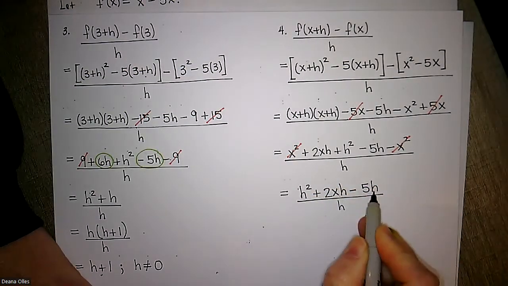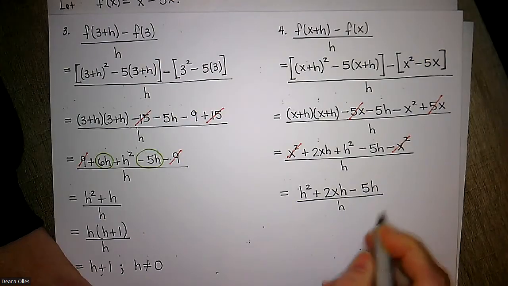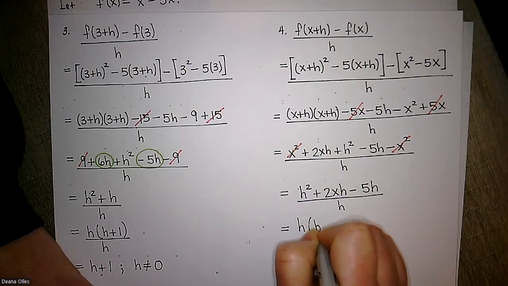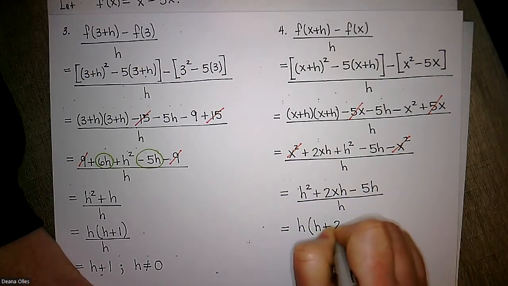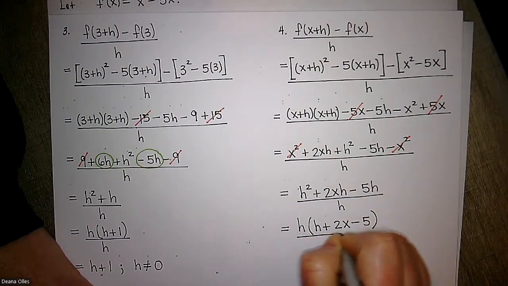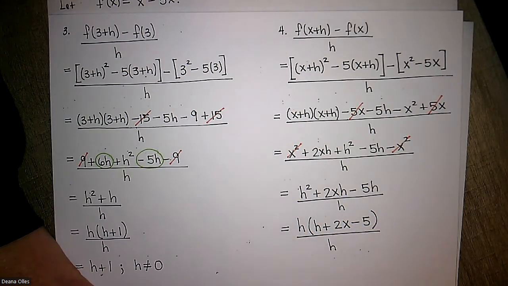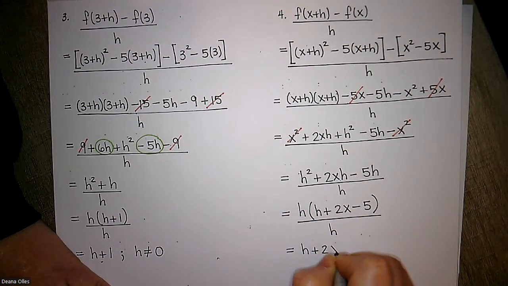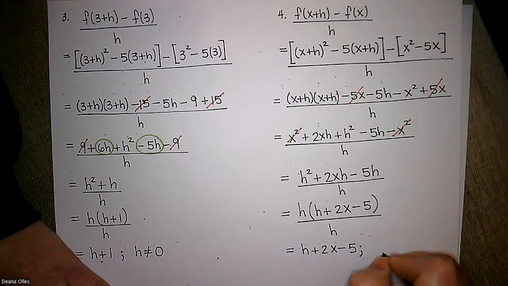And I do see that I have a common factor of each and every term. So if I factor out an h, I'm left with h plus 2x minus 5 all divided by h. I can cancel those h's again as long as I say that h cannot be 0.